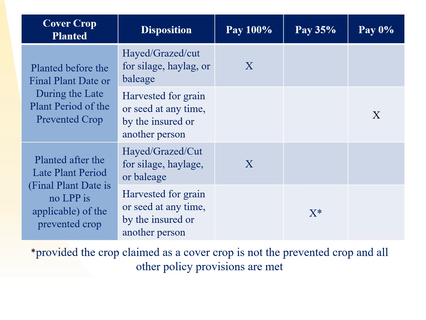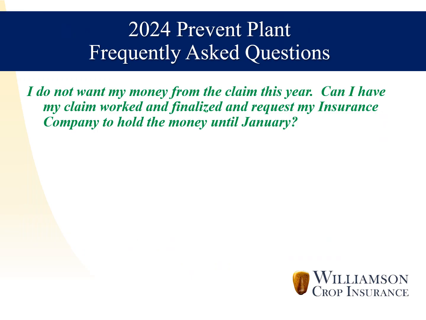There's a scenario where you would get paid 35% of your prevent plant payment, assuming the cover crop is not the prevented crop. So that language is a little confusing. If you get to where you are doing anything with that cover crop, again, just call us, call your adjuster, make sure we know what you're doing. We for certain don't want that payment of your prevent plant to be jeopardized from a cover crop.